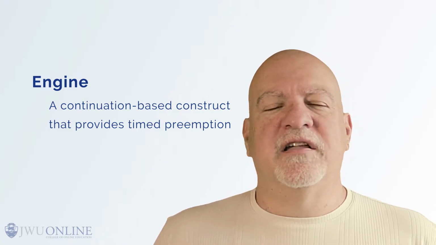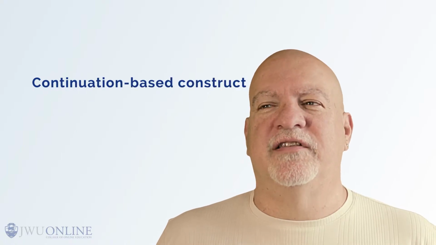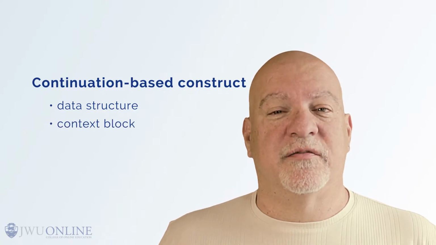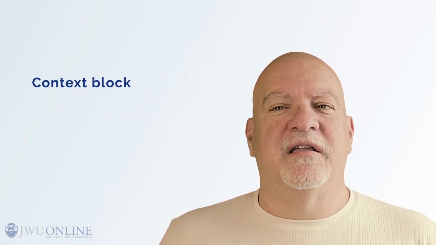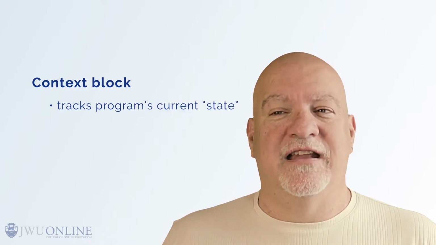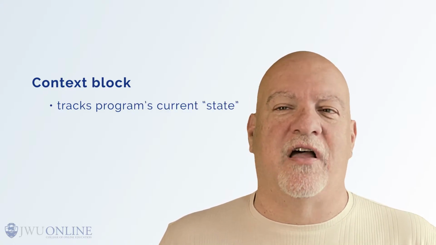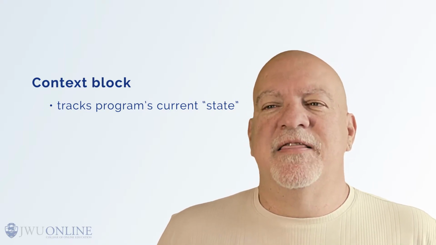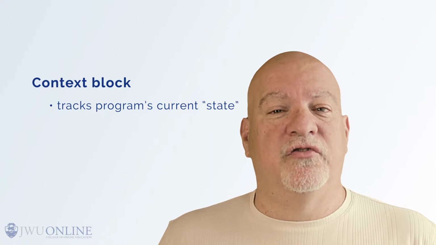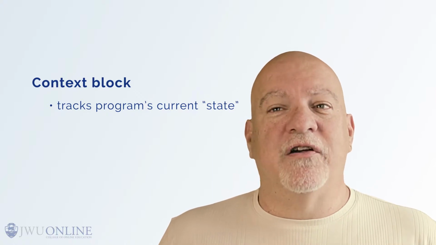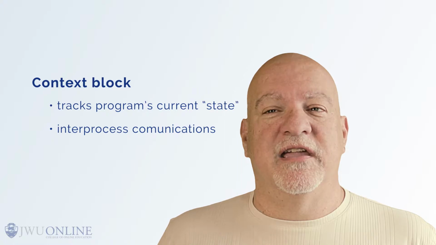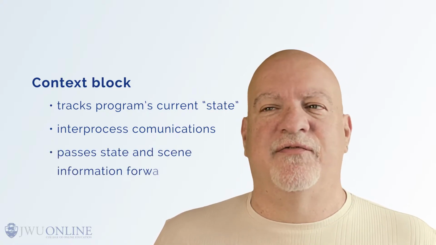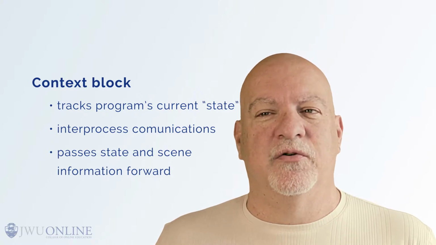Okay, so back to our definition of an engine as a continuation-based construct that provides timed preemption. A continuation-based construct is a data structure, or what computer scientists call a context block. The context block is used to track the current state of a program as it executes based on the events that take place during the simulation, let's say. These context blocks are useful in 2 important ways. First, they provide inter-process communication. And second, they allow us to pass state and scene information forward in the engine's timing loop.